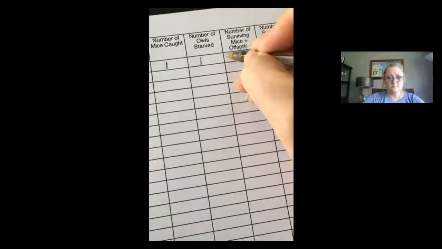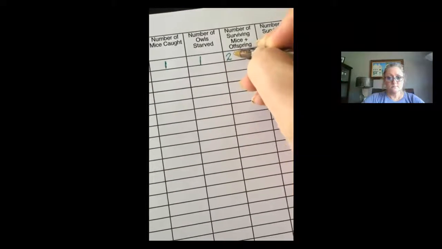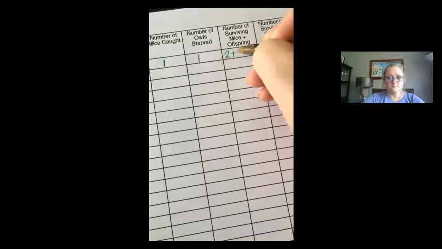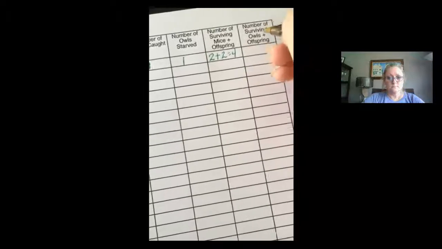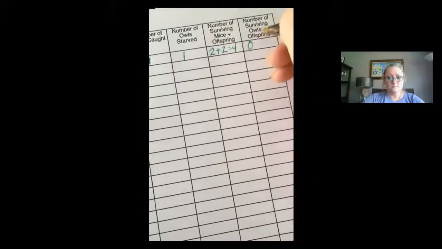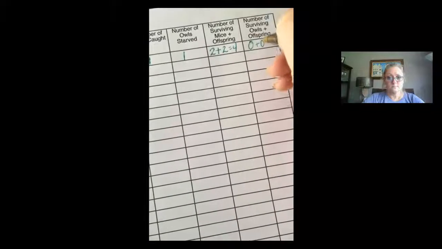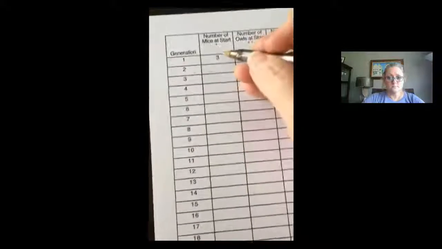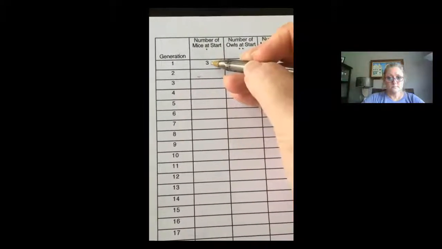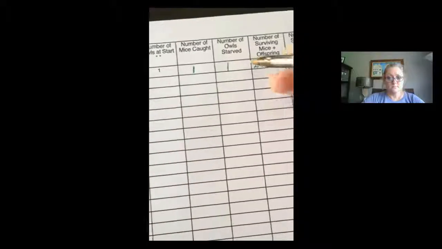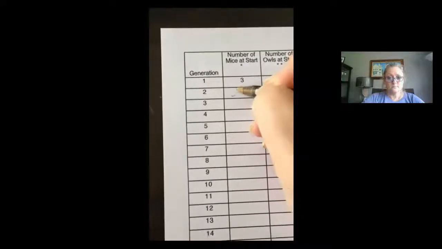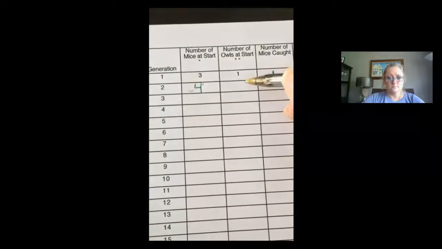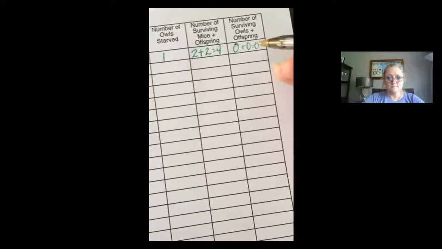Now here's the important part to use this math. So 2 mice survived, and remember each mouse can have an offspring. So 2 offspring. So for the next generation, I'm going to start off with 4 mice. Number of surviving owls, 0. Well, if he didn't survive, he can't have any offspring, right? So 0 plus 0 equals 0. Now I can go to round 2. Number of mice at the start. Well, I started with 3 at the beginning because that's what we always have to have at the very minimum. The number of mice I'm going to start with this time is this number right here. So I take that 4, transfer it here. Number of owls at the start. Well, we can't very well have 0 owls or this thing won't go very far, right?